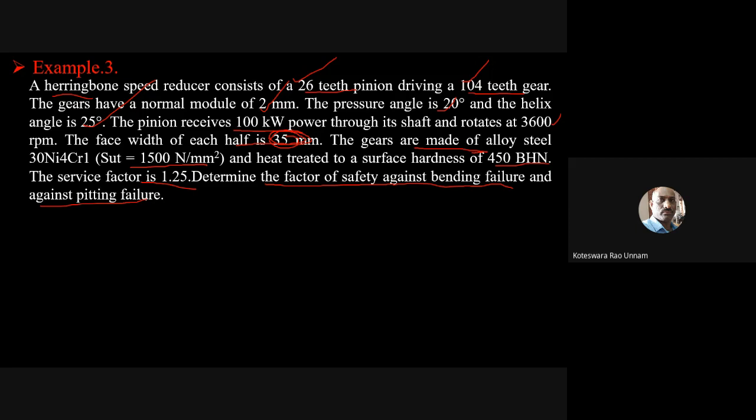failure. So that means you have to calculate what is the beam strength and what is the wear strength. If you know beam strength and wear strength divided by the P effective is going to be the factor of safety against the bending failure, and wear load or wear strength divided by effective load is nothing but the factor of safety against pitting failure. So straightforward and simple only. So now I'll show you the solution for this.